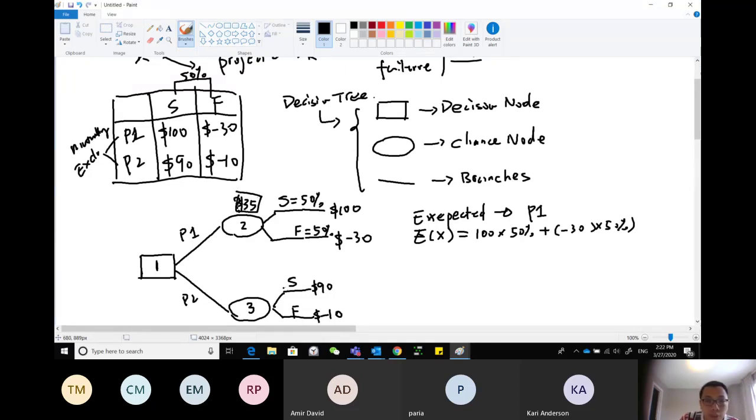Okay. So we do the same thing for project 2. What's the expected value if we choose project 2? That's basically asking what's the expected value for node 3, right? So node 3 will be $90 times 50% plus minus 10 times 50%.